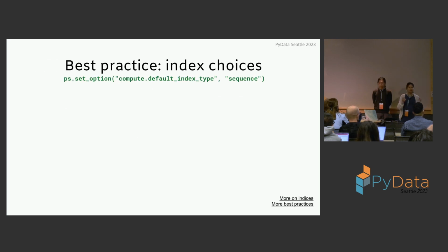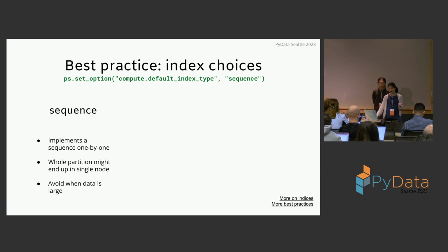So what is the first best practice we're going to share? We mentioned something about indexes. The difference between PySpark and Pandas is that Pandas data frames have indexes, whereas PySpark doesn't. So let's talk about pyspark.pandas. What are some indexes that we can actually choose?